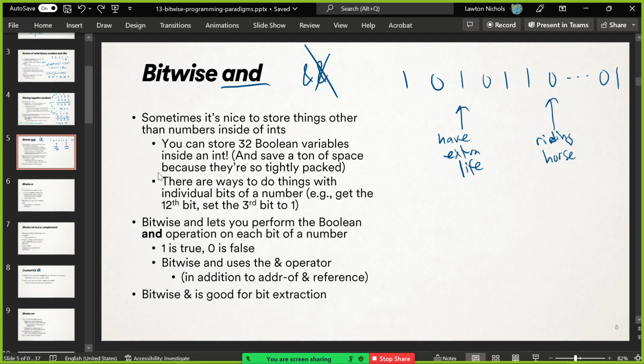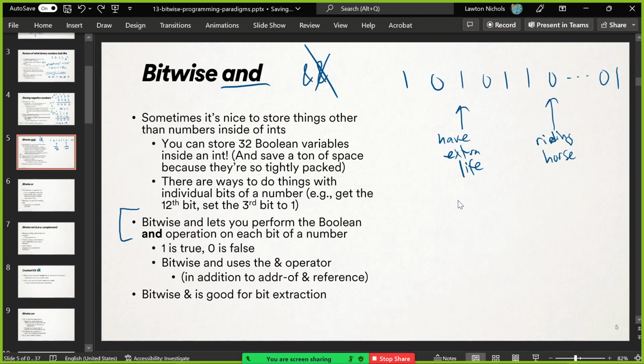There are ways to do things with individual bits of a number, like get the 12th bit, set the 3rd bit to 1, all those cool things. So let's figure out at least the first step to doing that. One of the operators is bitwise AND, and that's going to help us with extraction. Bitwise AND performs the Boolean AND operation, that double ampersand thing that we know, on each bit of a number.